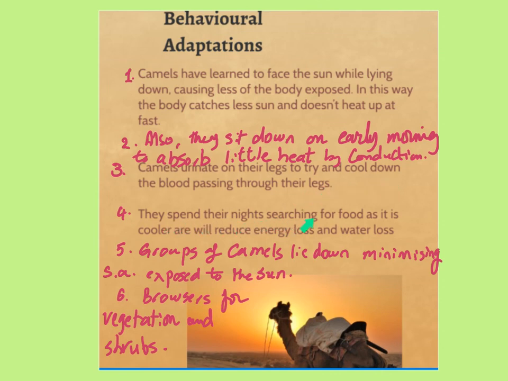They spend their night searching for food. As it is cooler, this will reduce the energy loss and water loss. So the camel doesn't need to eat in the morning or move in the morning. It makes all its activities at night. Also, camels herd or group together, lying down to minimize the surface area exposed to the sun. This will help to reduce energy loss and also energy gain from the sun. They are very good browsers for vegetation and shrubs.